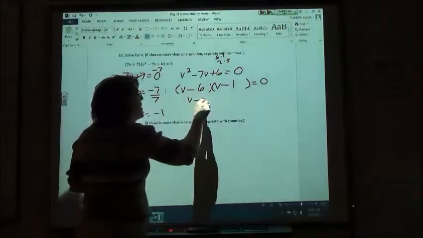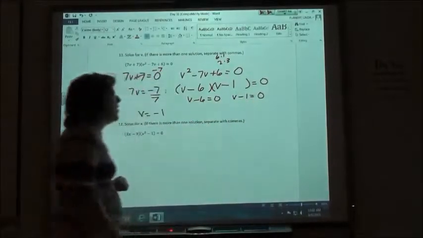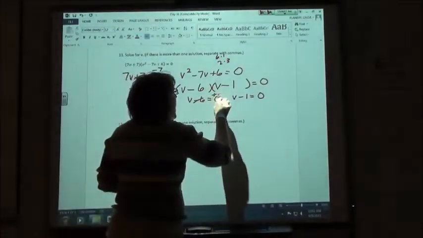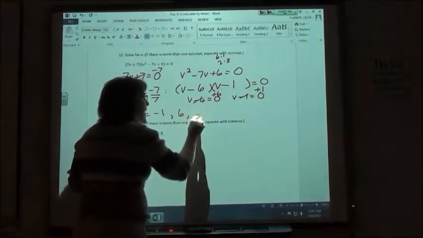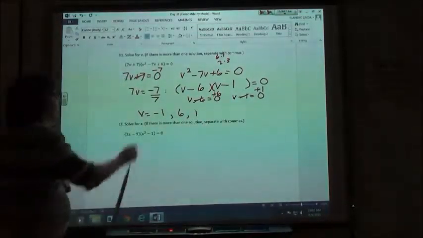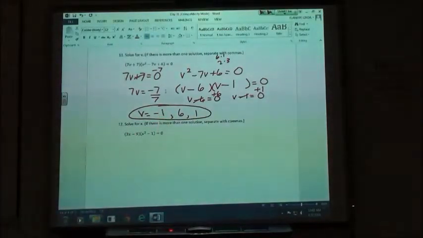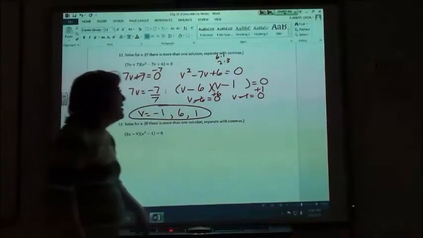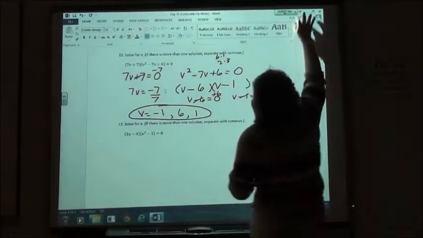So v minus 6 could equal 0, or v minus 1 could equal 0. Again, we've got to solve those, so we change our signs. Add our 6 and add our 1, so 6 and 1 are added to our list. V could equal negative 1, positive 6, and positive 1. By the way, if something does repeat, you don't need it on the list more than once. So if I had gotten negative 1 twice, I would only put it in once. We didn't.